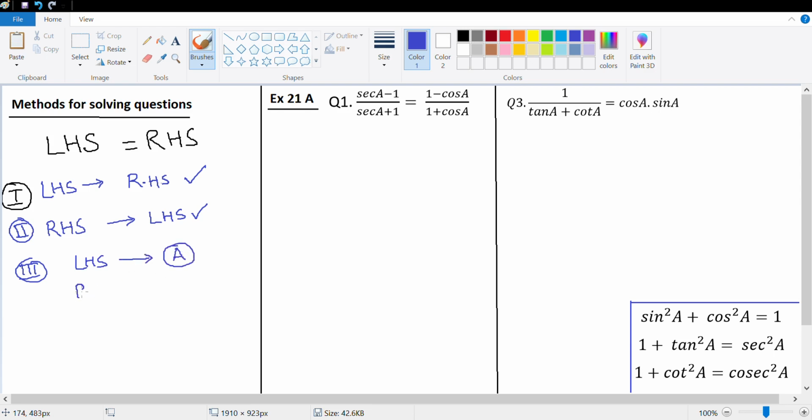You work on the right hand side, and let's say you have to reach the value A again. Now since the left hand side and right hand side are equal, this identity is true. So these are the three approved methods.